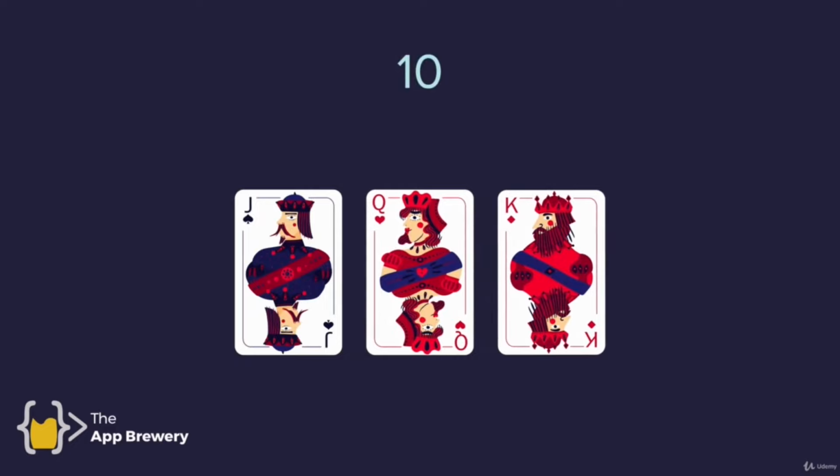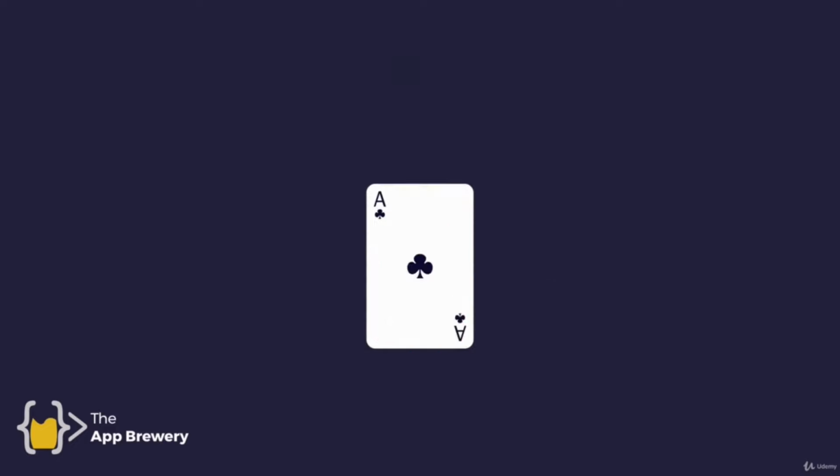And the other special card is the ace. Now, the ace can either count as a 1 towards your total, or it can count as an 11. And depending on whether you've gone over 21 or whether you're under 21, you can decide which value you want your ace to represent.